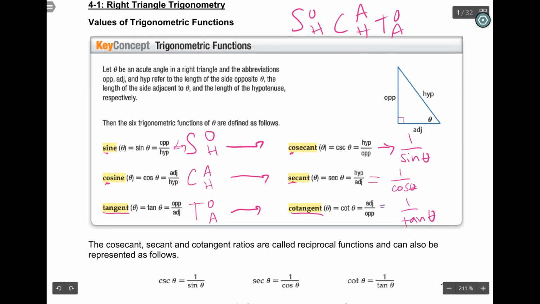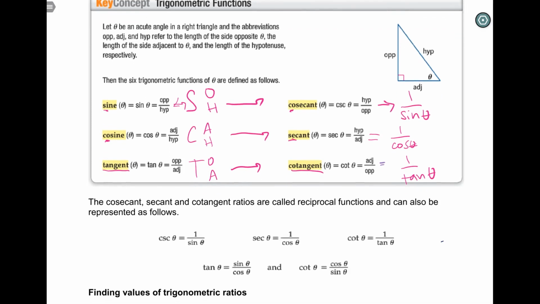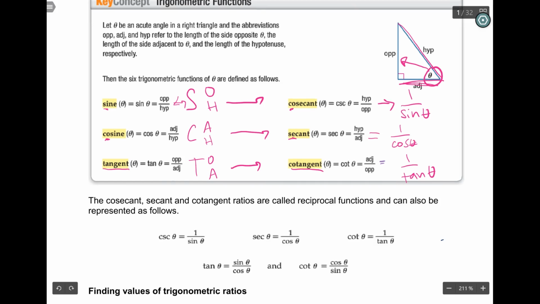Alright, so now that we understand what these mean, of course all of the sides totally depend on the angle. So right here, this is the angle we're interested in. And so, of course, the opposite side is literally the side that's facing the angle. The adjacent is the one that's touching it. And hypotenuse is the longest side of the triangle.